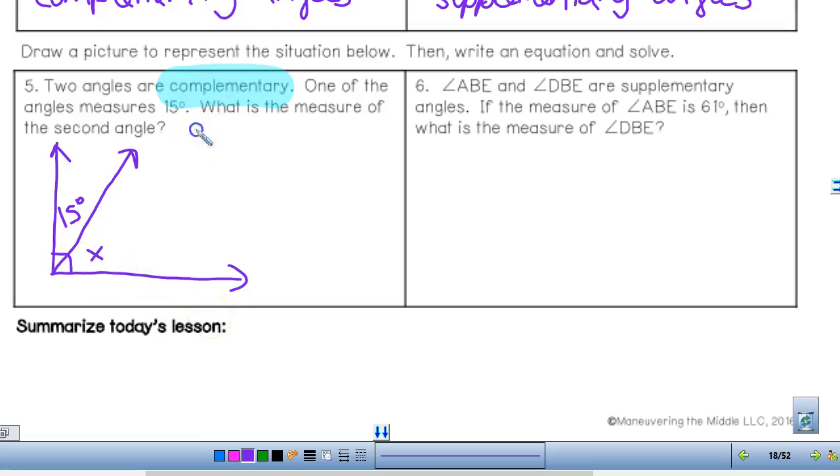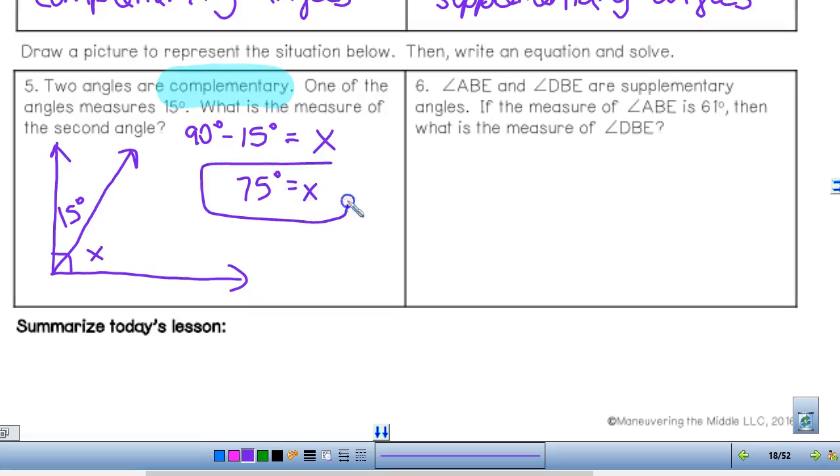Complementary angles are 90 degrees. So I'm going to start with 90 degrees. I'm going to take away the 15 degrees that I already know, and that's going to tell me the remaining degrees left over for x. 90 minus 15 would be 75 degrees. So this remaining angle is 75 degrees.